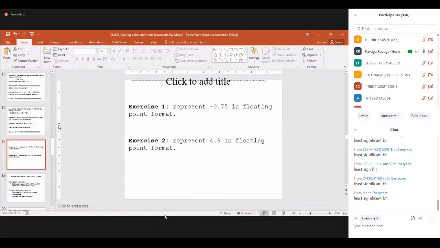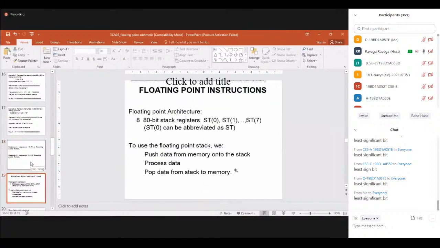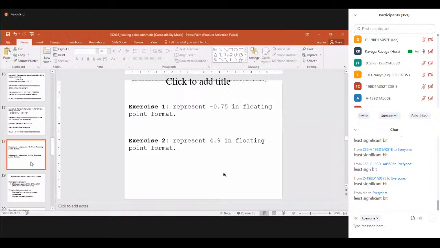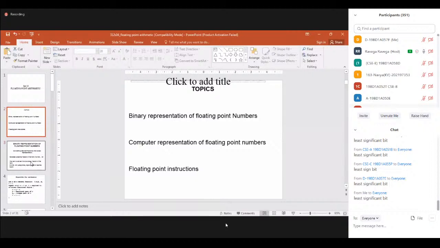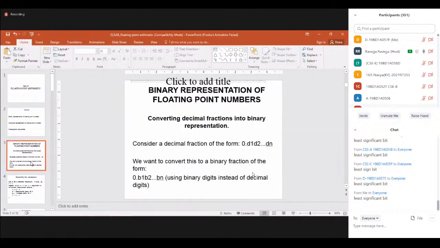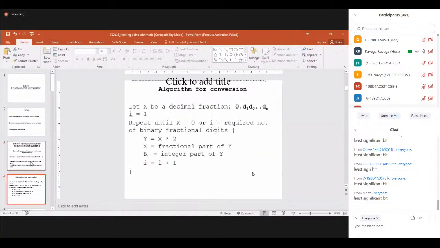Okay. The next topic is floating point instructions. This we will see in the evening class. Okay. So I just want to summarize what we have discussed till now. First, we are going for binary representation of floating point numbers. For that I am going for an algorithm for conversion.